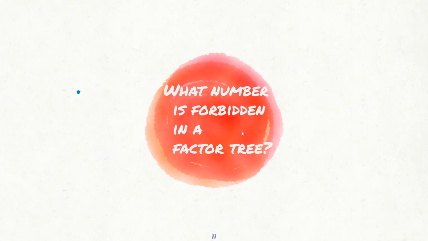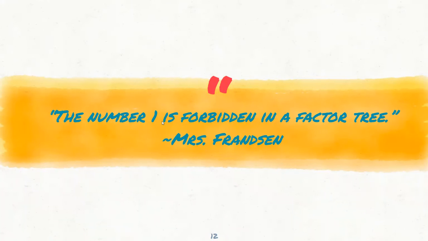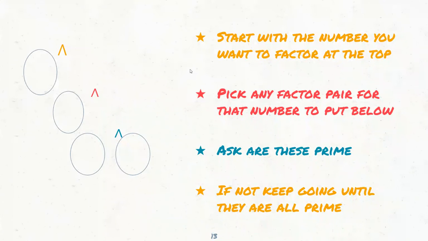So what number is forbidden in a factor tree, everybody? 1. The number 1 is forbidden in a factor tree. This is a quote from Mrs. Frandsen. Whoa, this is painful. It is.